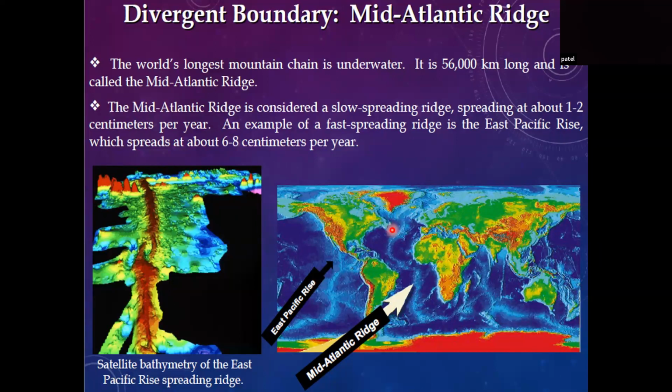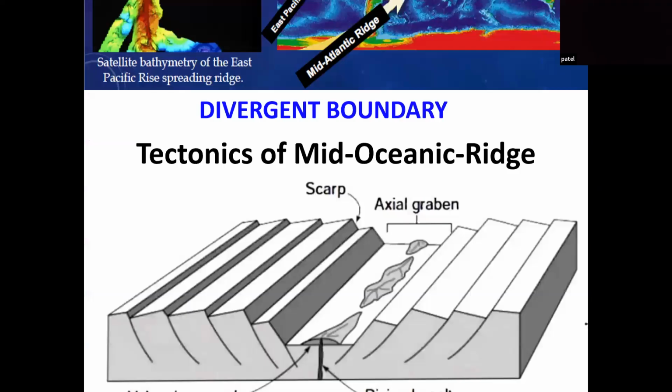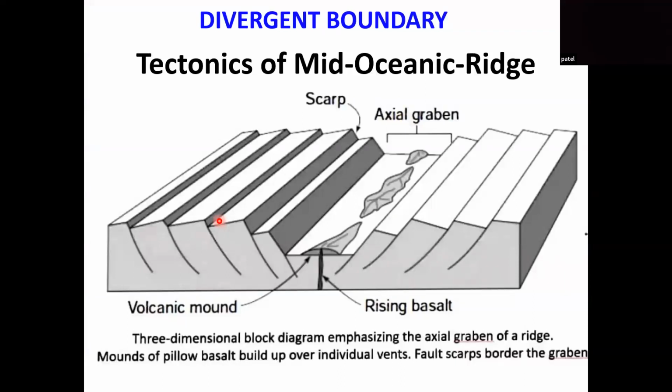So this mid-oceanic ridge is a slow spreading ridge, and another ridge shown here is the East Pacific Ridge. Here we have the East Pacific Ridge, and this is the rapid spreading ridge. So the ridge can be visible like this. Here you can see it is a high land and a high ridge, and this is the bottom side. So this mid-oceanic ridge is formed like this.